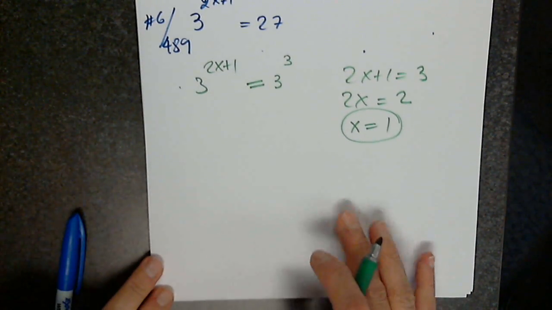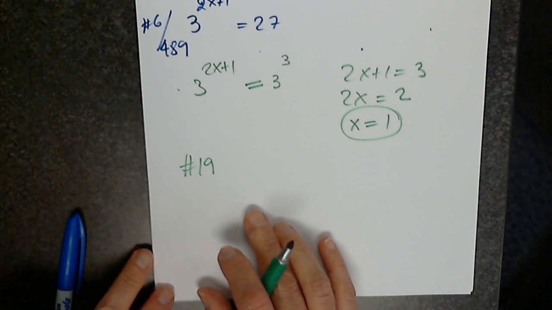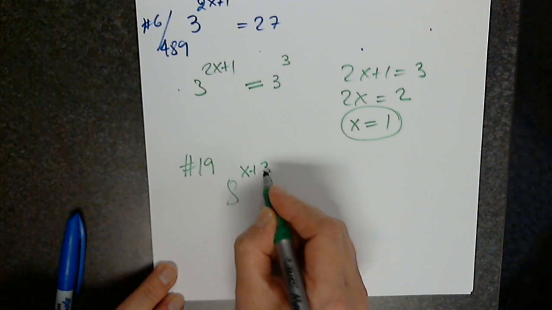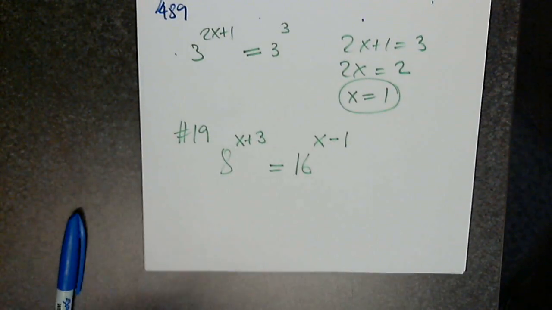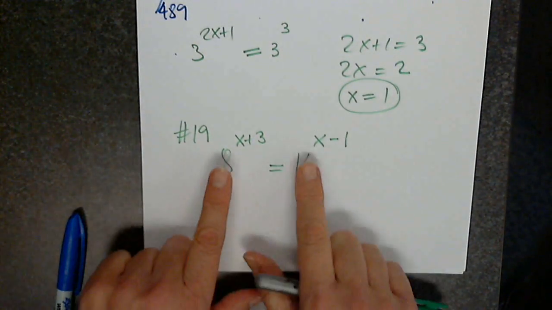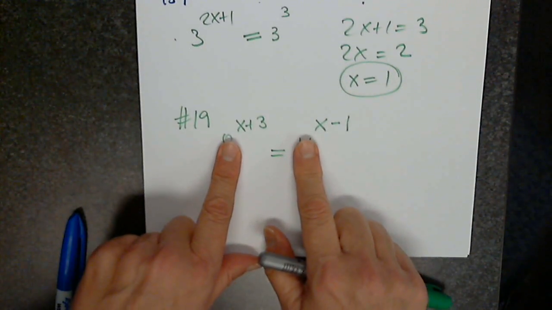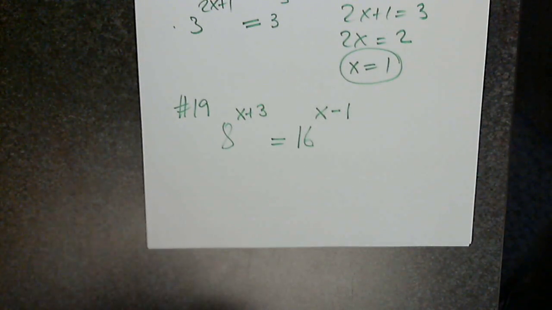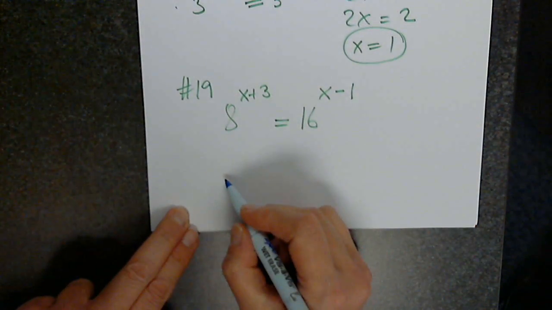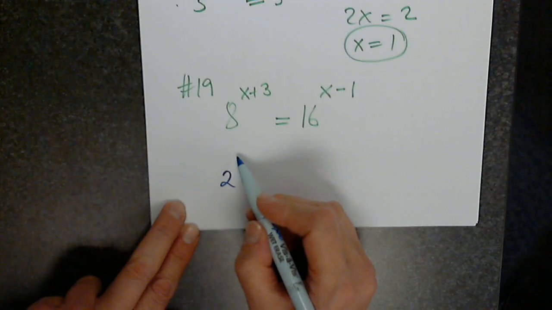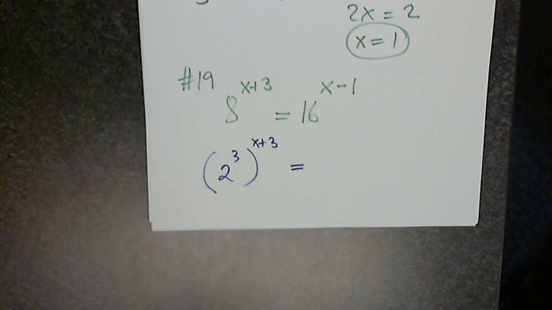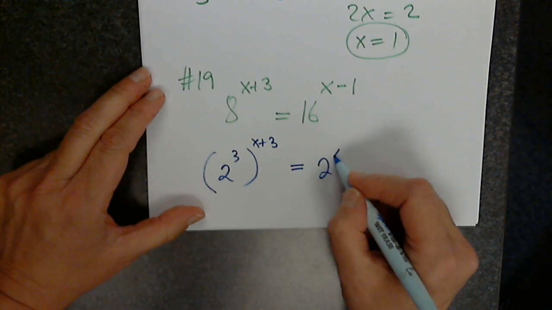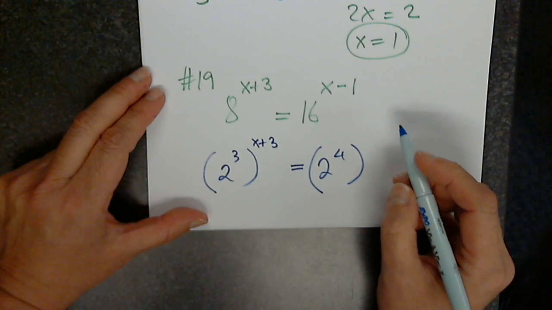Okay, problem 19. 8 raised to x plus 3 equals 16 raised to x minus 1. Now this is slightly more difficult. Still, both sides can be presented with the same base. What base is that? 2 raised to which power? Very good. Everything in parentheses raised to x plus 3. What about the right-hand side? Very good. In parentheses, raised to.